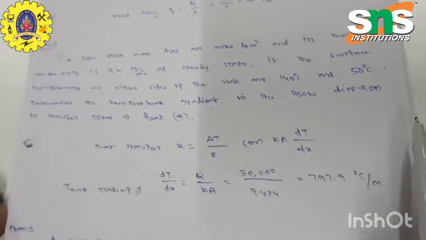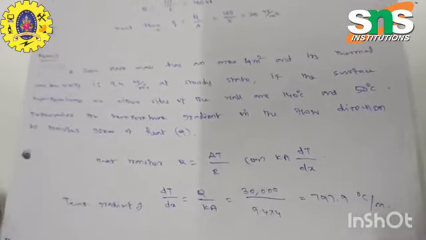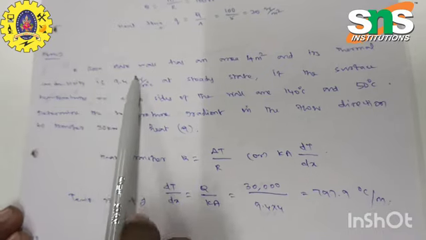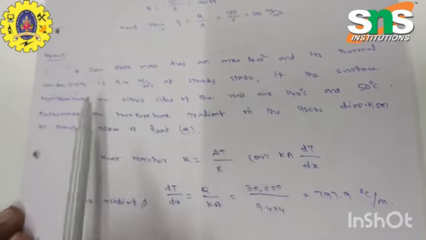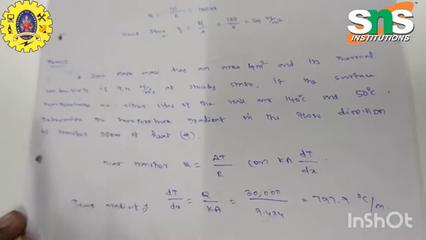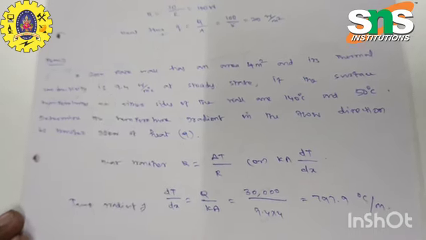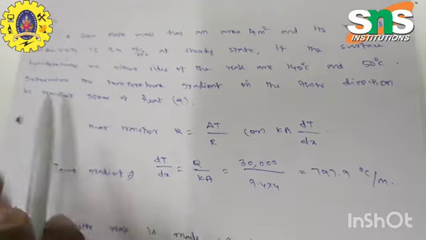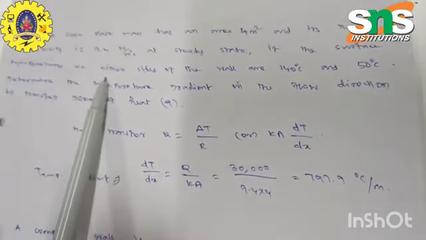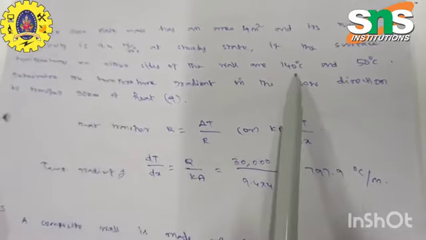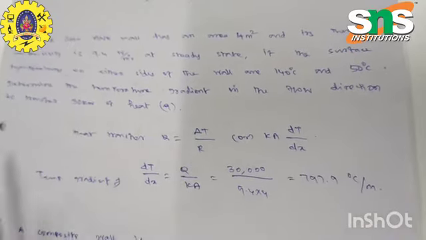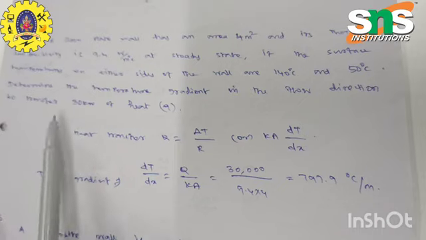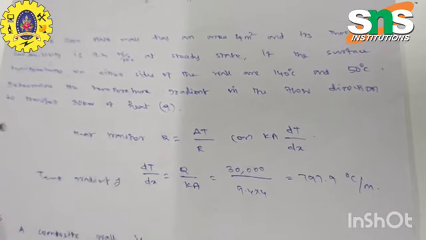Okay, fine. Next we focus on the next problem: an iron plate wall has an area of 4 meters squared and its thermal conductivity is 9.4 watt per meter degree Celsius. At steady state, the surface temperature on either side of the wall is 140 degrees Celsius and 50 degrees Celsius. Determine the temperature gradient in the flow direction to transfer 30 kilowatt of heat.